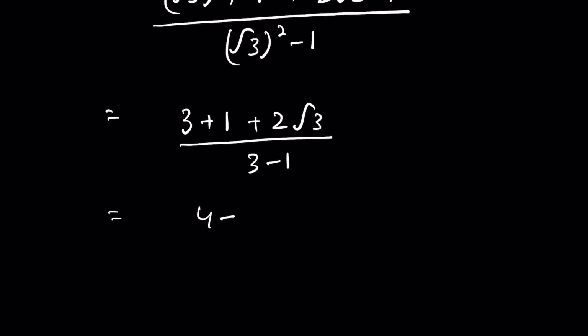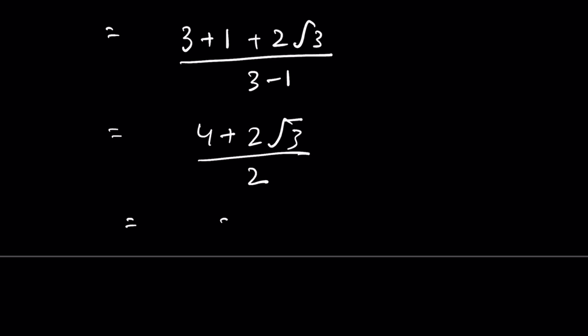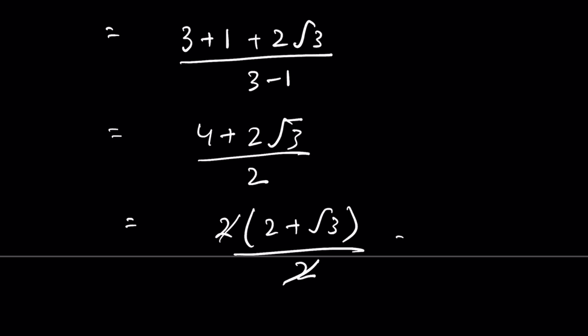So 4 plus 2 times square root of 3 upon 2, or take 2 as common, so 2 plus square root of 3 upon 2, cancel this 2 and this 2. Answer is 2 plus square root of 3.